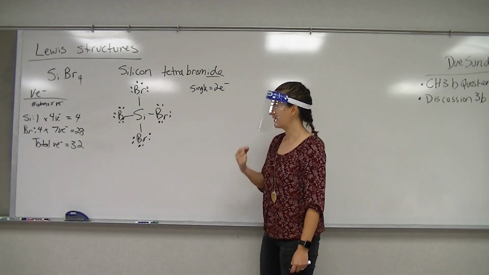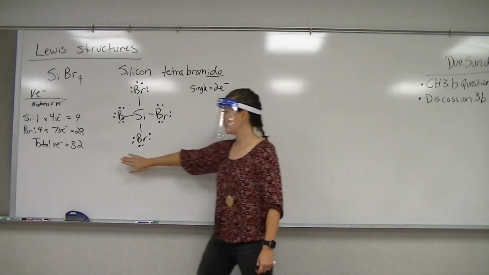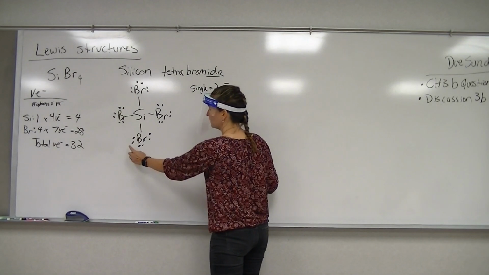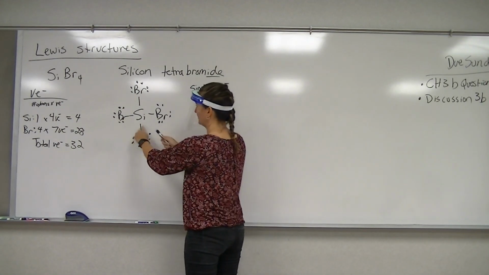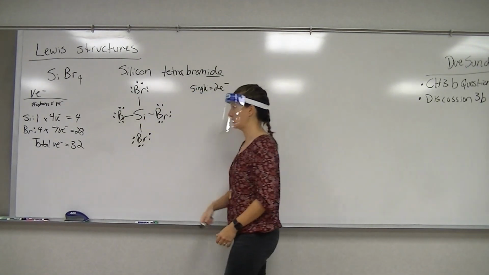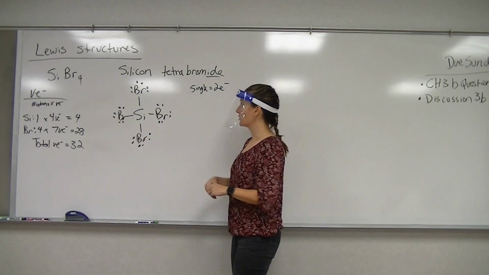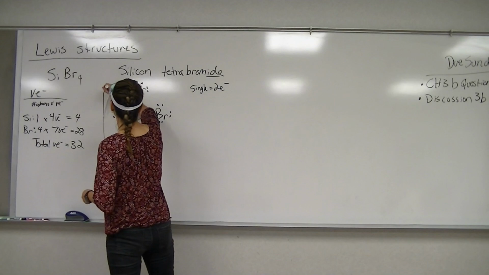What I like to do at that point is count my electrons and just make sure I didn't use more than the 32 given. Okay? So 2, 4, 6, 8, and then 8 times 4 gives you 32. So we didn't use more than 32, but we did use all of them. That's the goal. So this is the correct Lewis structure.